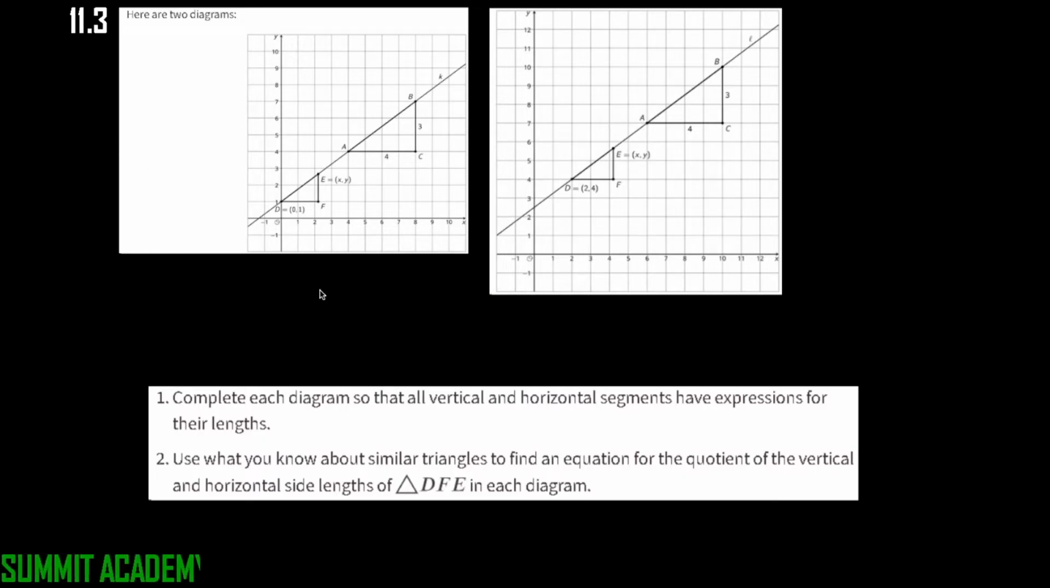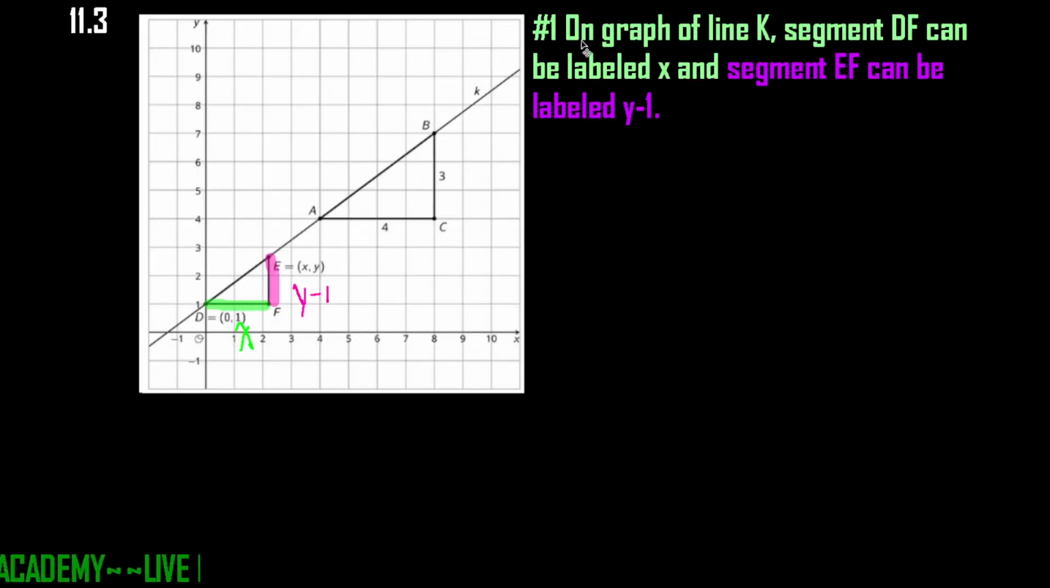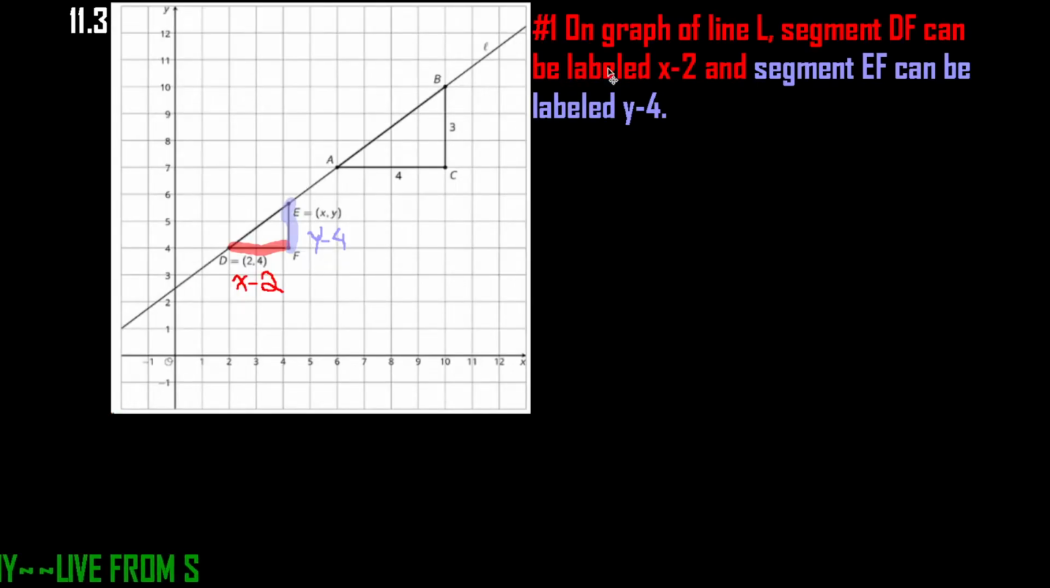You have to write quantities and variables. And so for number 1 on the first graph, it should look like this. I can say on the graph of line K, segment DF in green, I can label it as just X. For my segment EF in pink, I can have my vertical segment. That's going to be Y minus 1. Still on number 1, but on the second graph now, on the graph of line L, segment DF is going to be X minus 2. And segment EF can be labeled as Y minus 4. So that's my vertical segment.